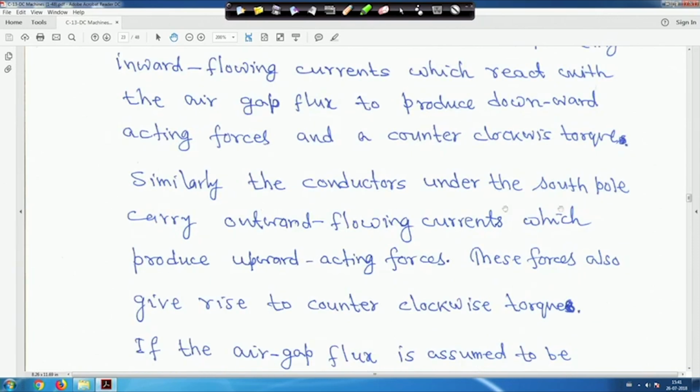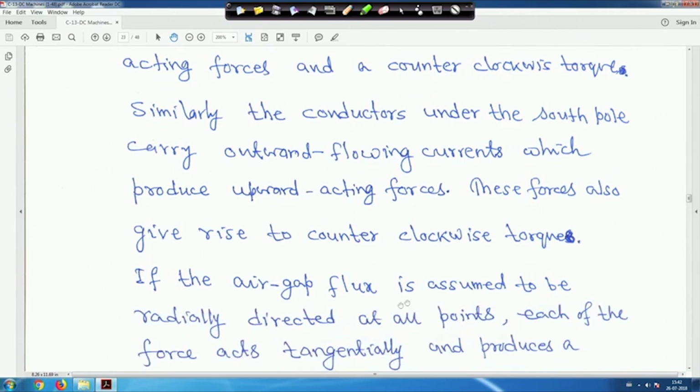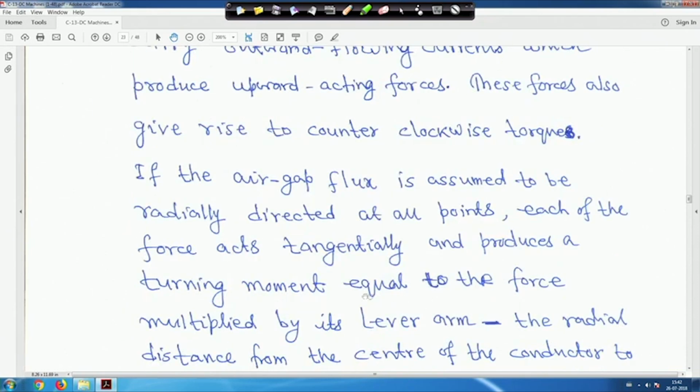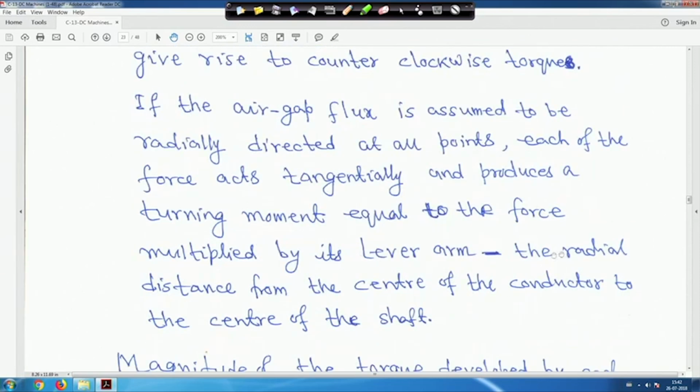Similarly, the conductors under the south pole carrying outward flowing current produce upward acting force, and these forces also give rise to the counterclockwise torque. If the air gap flux is assumed to be radially directed at all points, each force acts tangentially and produces a turning moment equal to the force multiplied by its lever arm, right. That is the radial distance from the center of the conductor to the center of the shaft.